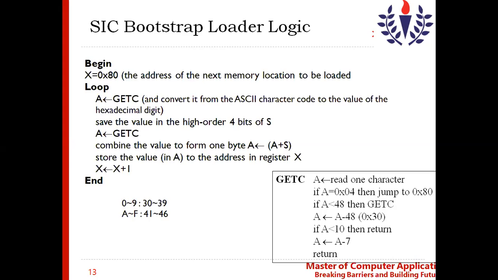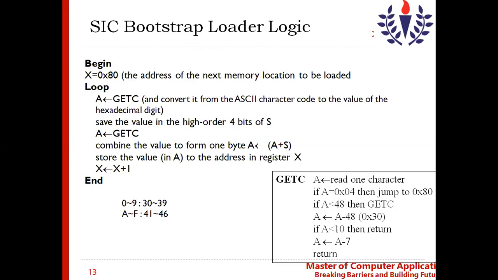In this we call the getC subroutine. The getC subroutine is meant for reading and conversion. It converts the value which we read from the object program into the internal representation. So for that purpose, we use the subroutine getC. Once the character is read, it will be stored in the S register.